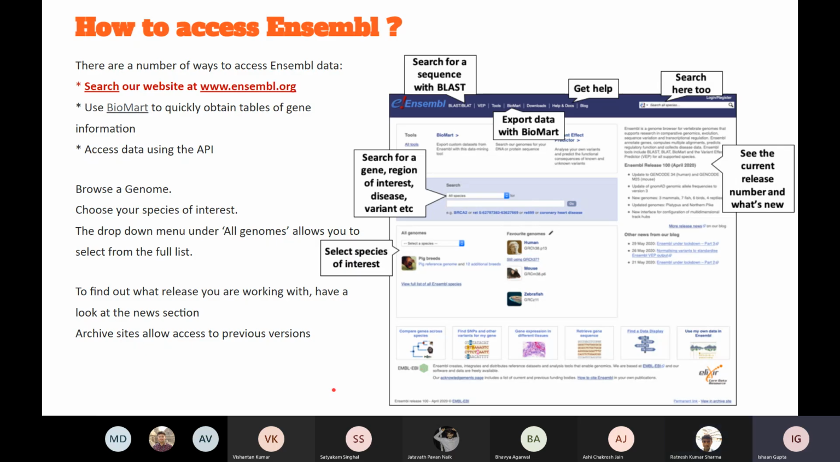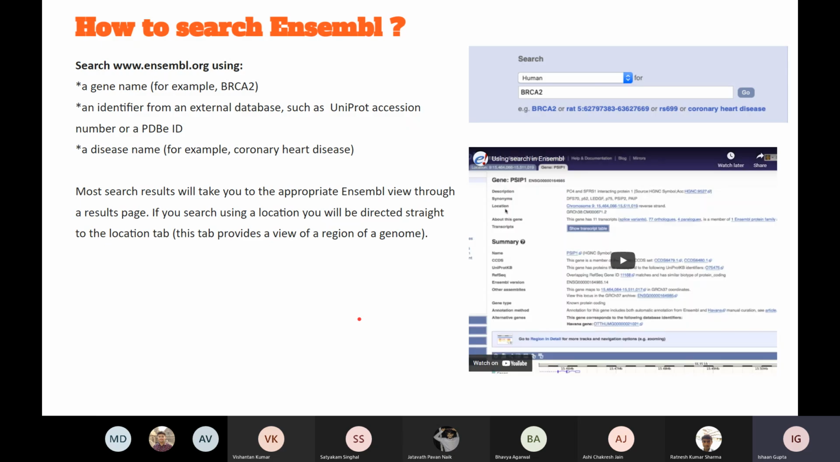Ensembl basically allows you to have all these different information, and if you want to search for a gene, let us say you go here to the search bar, you say human and you put BRCA2, you would get some information about the gene BRCA2, right? So you can search by the gene identifier, you can search based on some external database, some UniProt accession, some protein database ID, or a disease name, right? And you will have certain search results.